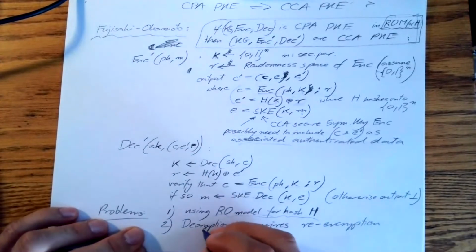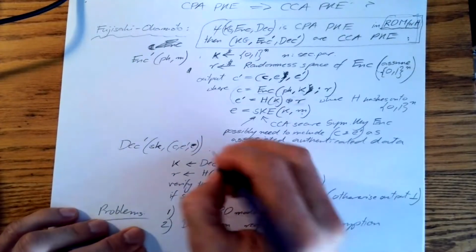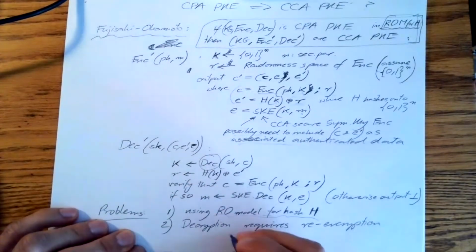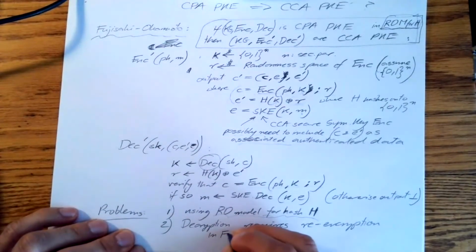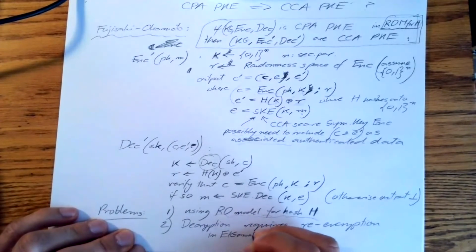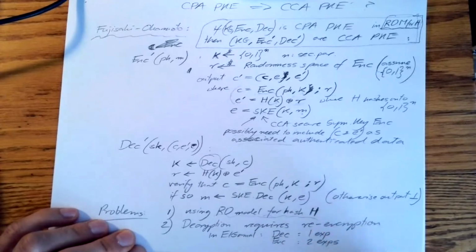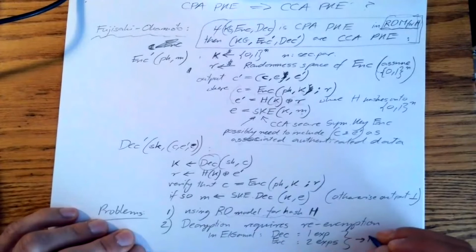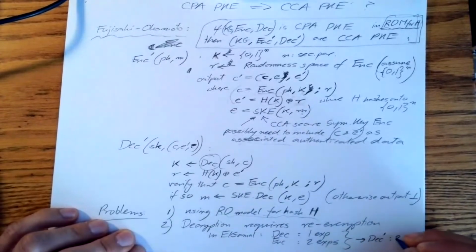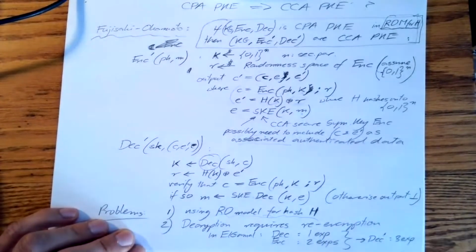And if you look at the cost of ElGamal, decryption is one exponentiation, encryption is two exponentiations. So therefore, your modified decryption would have three exponentiations. So you actually made it three times more expensive, right?